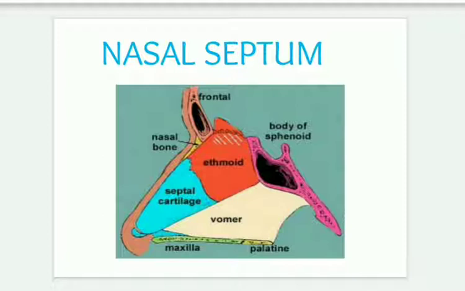Today we learn the anatomy of the nasal septum, and I would like to tell only the bullet points to be covered from the exam point of view. Firstly, you draw the diagram.